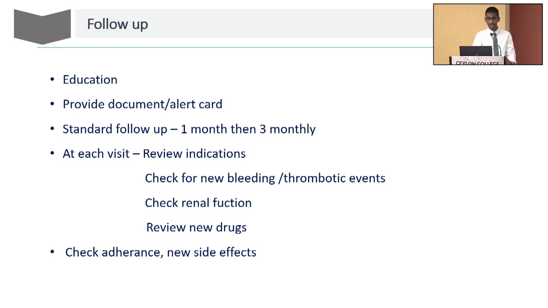Check if there are any bleeding events, if there are any thrombotic events. Check the renal function, especially in elderly patients or patients who have labile renal function, such as diabetic patients and so on, as you might have to dose adjust. One thing I forgot to mention is liver disease. Severe liver disease, defined as Child-Pugh stage C, is a contraindication for DOACs. Then finally, review any new drugs that the patient was started on. And as always, check for adherence and any new side effects.